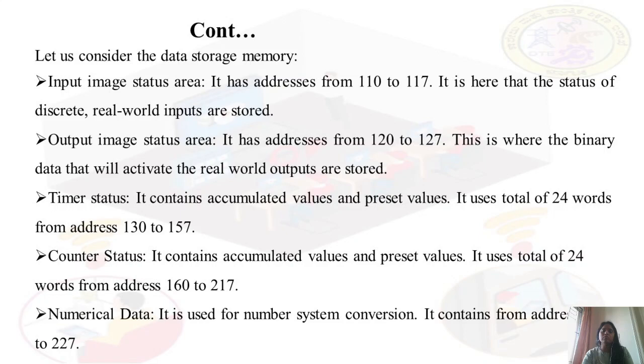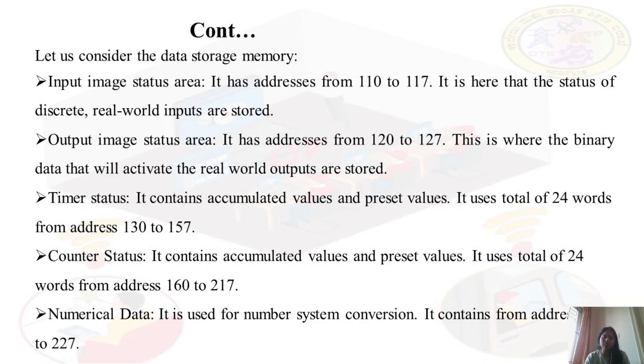Next one is output image status. Here it is between 120 to 127. This is where the binary data that will activate the real world outputs are stored. So once the CPU fetches the input variables from the input image file, then it will process according to your program. Then the output is stored in the output image file. So that is the output image status area.